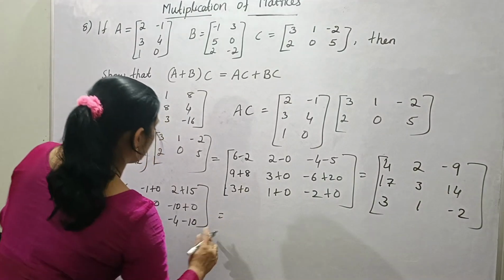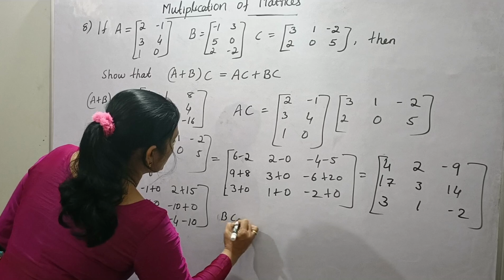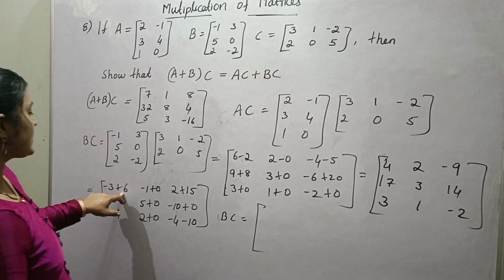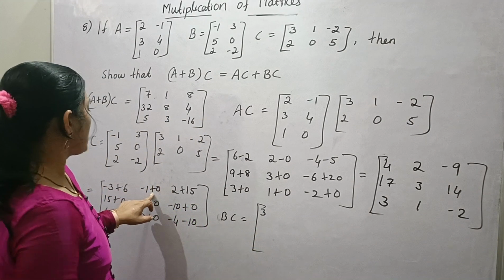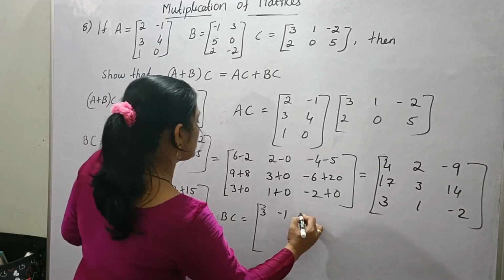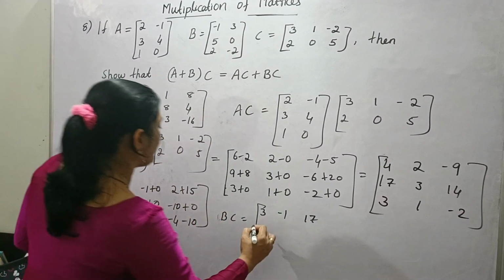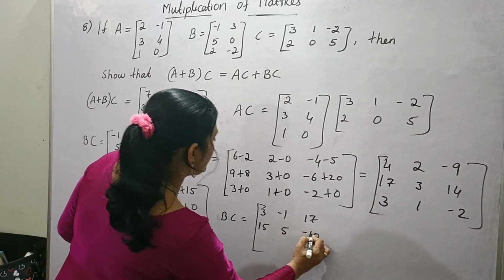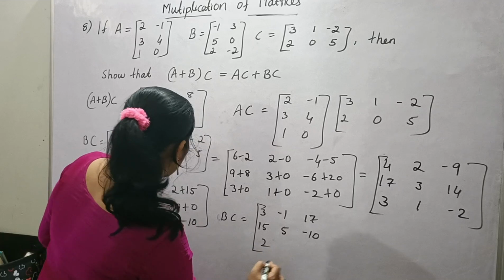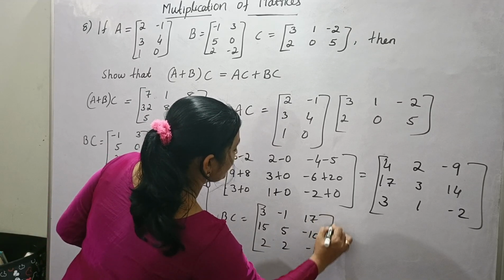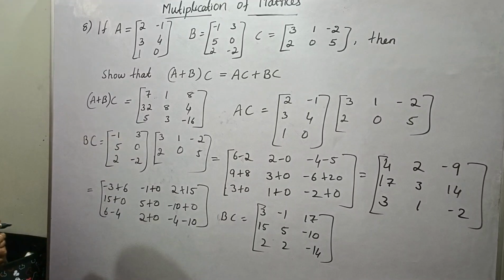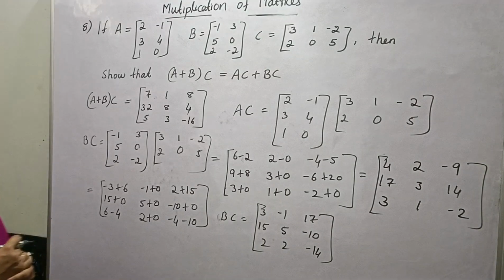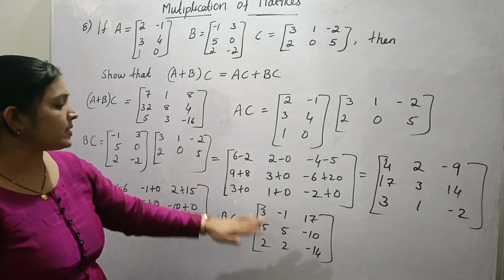That is BC is equal to minus 3 plus 6, 3, minus 1, 17, 15, 5, minus 10, 2, 2, minus 14. Okay. Now we have got B into C. Now we need to find AC plus BC, right? Now add these two matrices AC and BC.